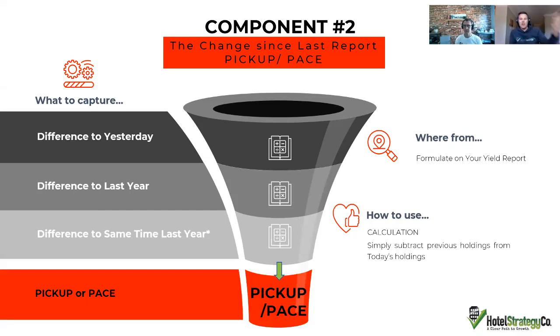The next component then is your pick up and pace, which relates to your business on the books. Effectively, what you're doing is comparing one time frame of your business on the books with another time frame of the business on the books. Usually, if we run this on a daily basis, we compare it to yesterday to check what sort of pickup we've seen since previous time. But also to get context, you want to look at potentially last week, last month, maybe last 3 months to see what that pickup has been.